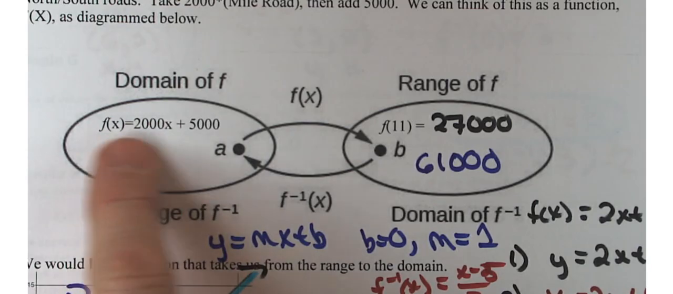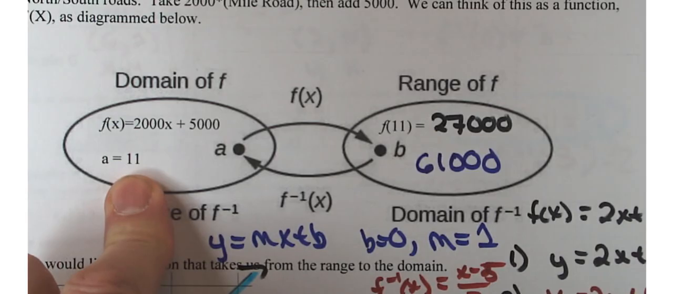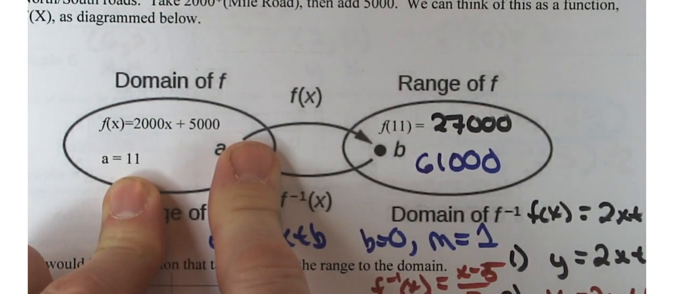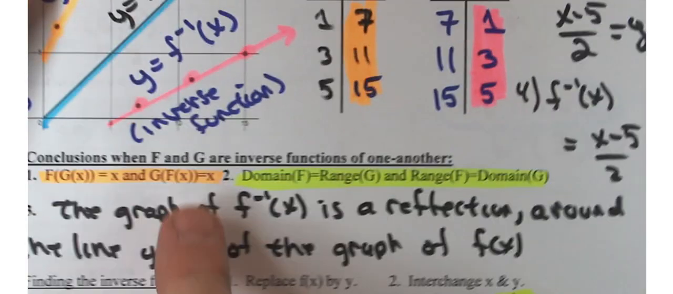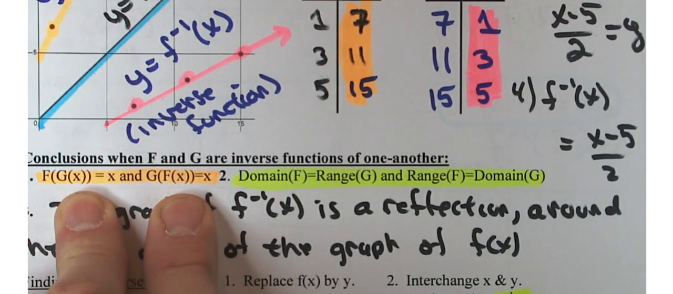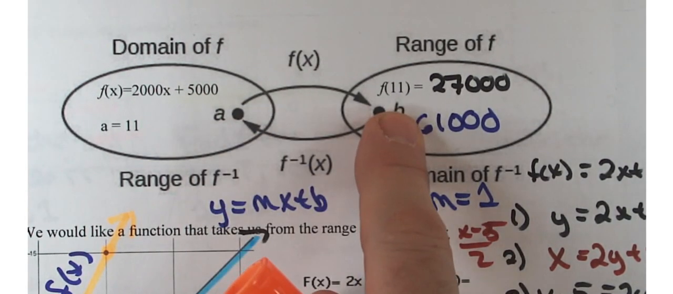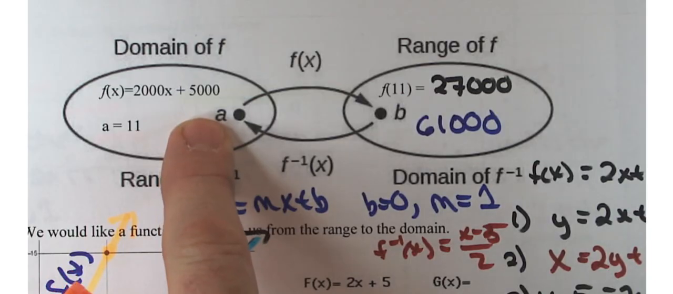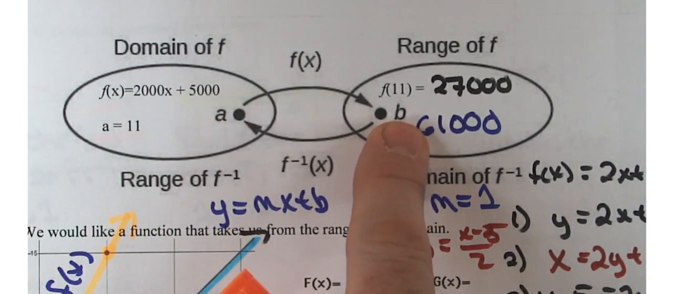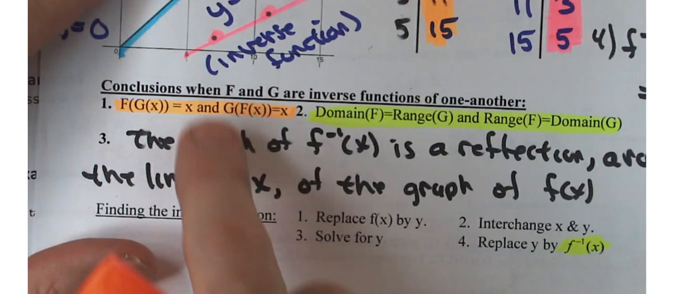F of 11 gave me 27,000. F inverse would give me back 11. So if you do the function then the inverse, or the inverse then the function, you're going to end up back where you started. And that's what this is saying. It's saying, you know, if you do this, you're going to end up back where you started. And that's what's supposed to happen. What the function does, the inverse is supposed to undo. So if you start out with 28, you do your function, you get 61,000, and you do the inverse function, you get back to 28. So that's what this is saying right here.